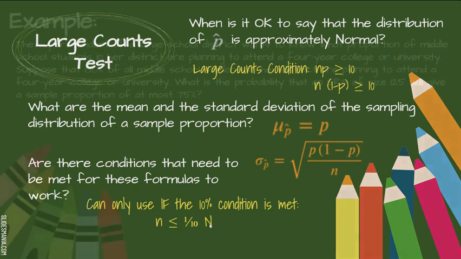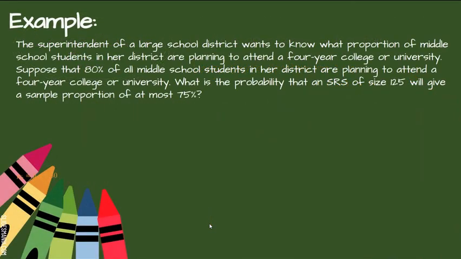All right, so let's apply this to a problem. The superintendent of a large school district wants to know what proportion of middle school students in their district are planning to attend a four-year college or university. Suppose that 80% of all middle school students in her district are planning to attend a four-year college or university. What is the probability that a simple random sample of size 125 will give a sample proportion of at most 75%? So we're going to look at several things.